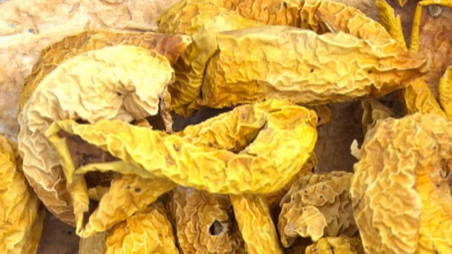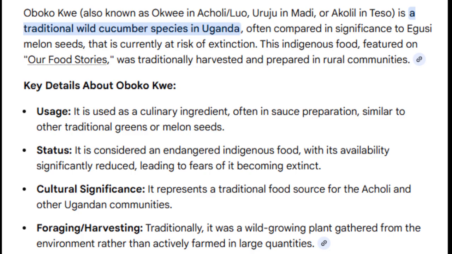Now this is Oboko, and I tried to go through online to find other different names, and I had to discover a lot. Oboko, also known as Okwe in Acholi, Oluo, Uruju in Madi, or Akolil in Teso, is a traditional wild cucumber species in Uganda, often compared in significance to egusi melon seeds, that is currently at risk of extinction.